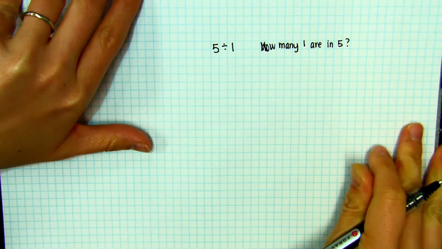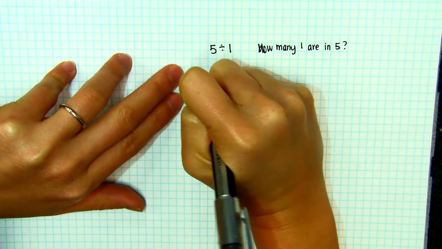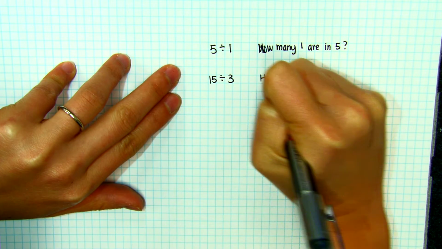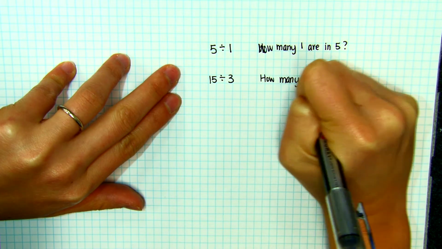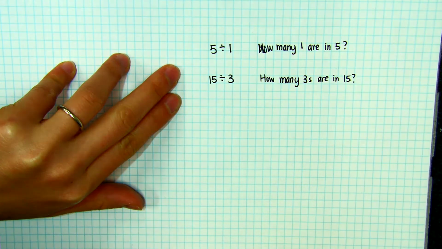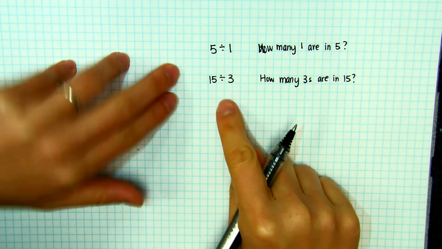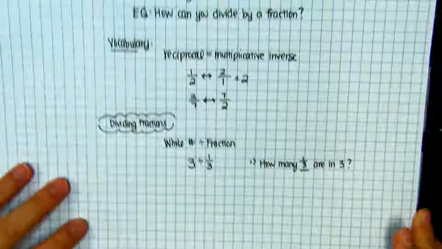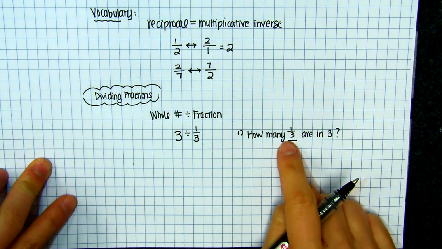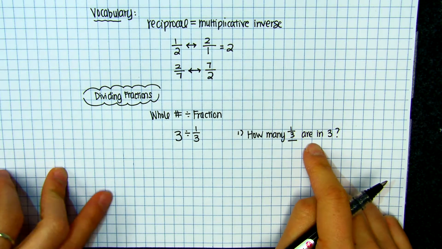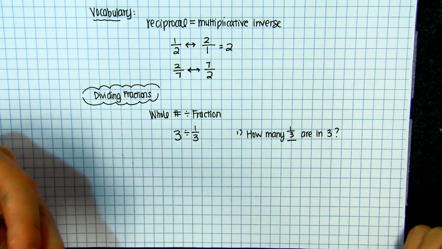Let's do another one. Let's do 15 divided by 3. That's asking how many 3s are in 15. Okay, how many groups of 3s are in 15? And the answer is 5. So just like that, when it's 3 divided by 1/3, we're talking about how many groups of 1/3 are in 3. Okay, so now let's draw first.